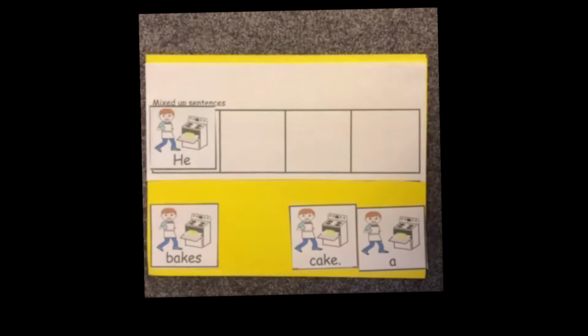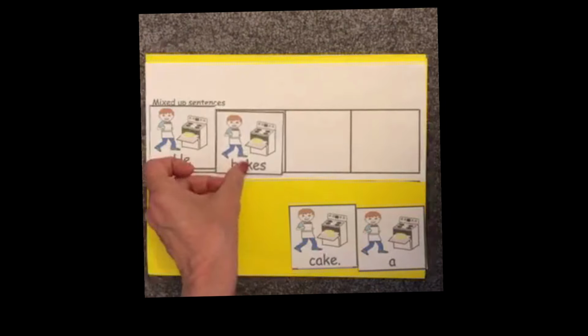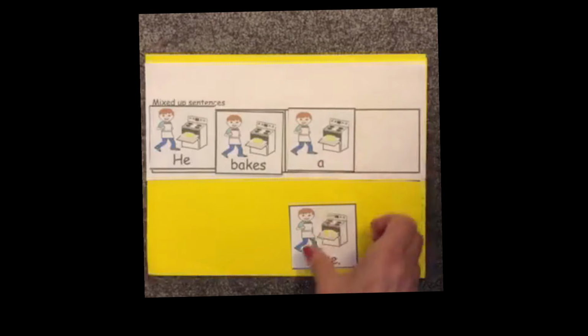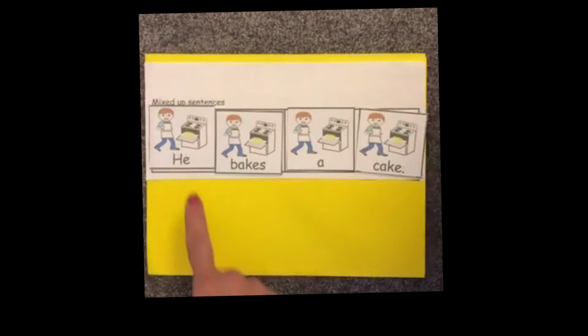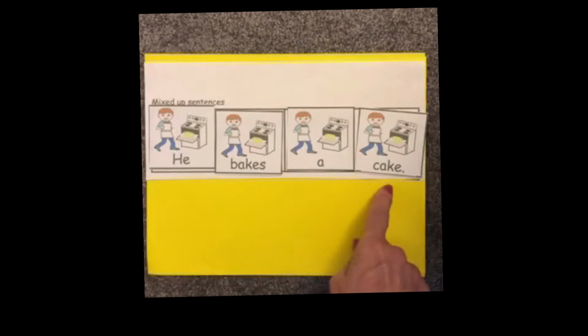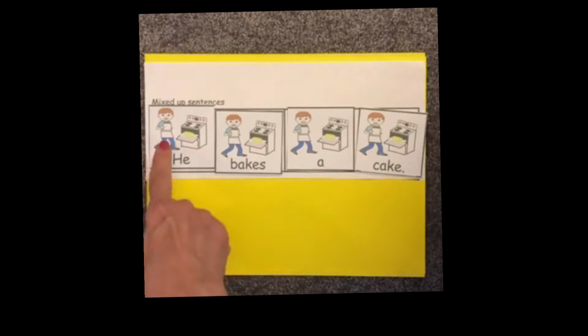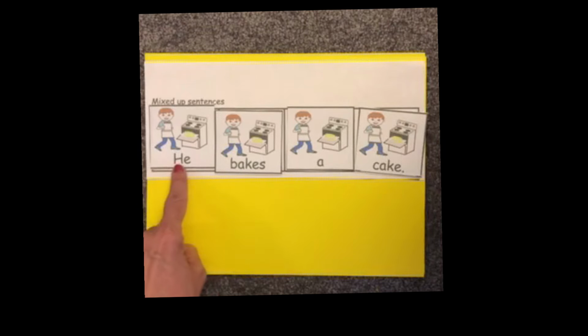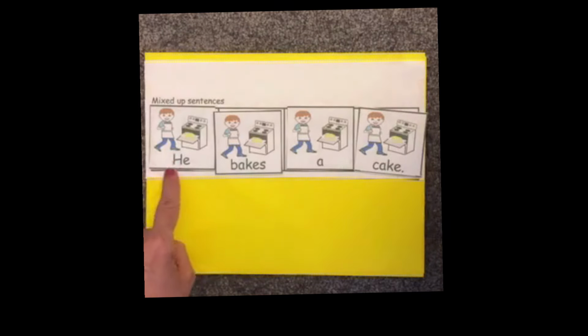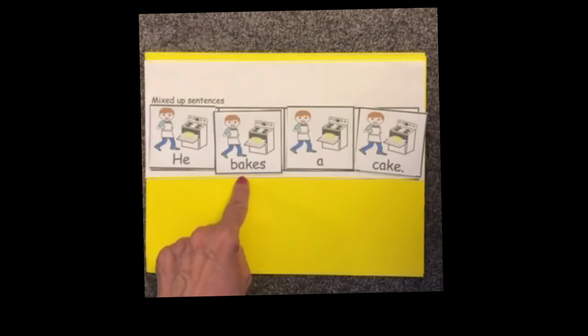And what is the action part? Bakes a cake. He bakes a cake, and that's what the picture's showing. He bakes a cake. So that makes sense. And again, point out to the kids that he is the naming part because it refers to the boy. It's a pronoun. So he, and then the action part is bakes a cake.